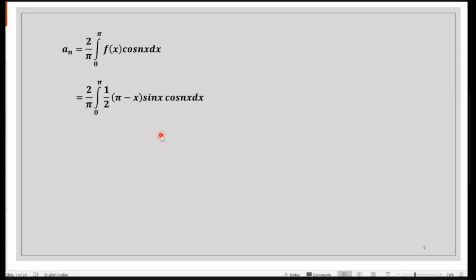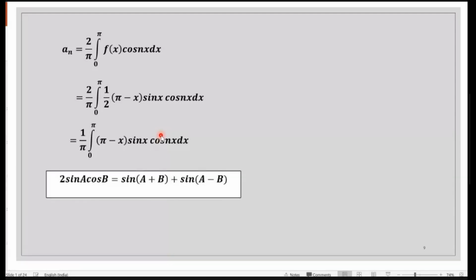So using sin A cos B, 2 sin A cos B is sin A plus B plus sin A minus B. So using sin A cos B for these two terms, where A is equal to x and B is equal to nx. So A plus B will become x plus nx. A minus B will become x minus nx. 2 is not there, so multiplying and dividing by 2. So using the formula 2 sin A cos B for these two trigonometric functions. Since 2 was missing, we have multiplied and divided by 2.